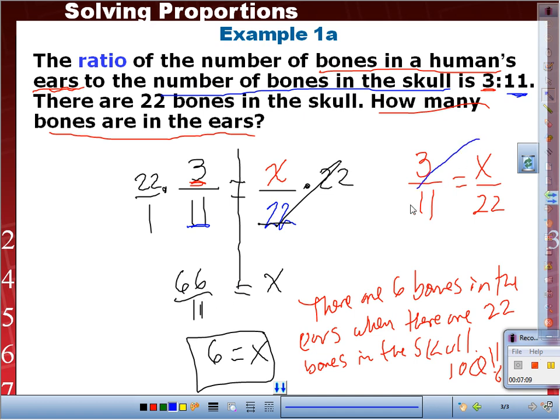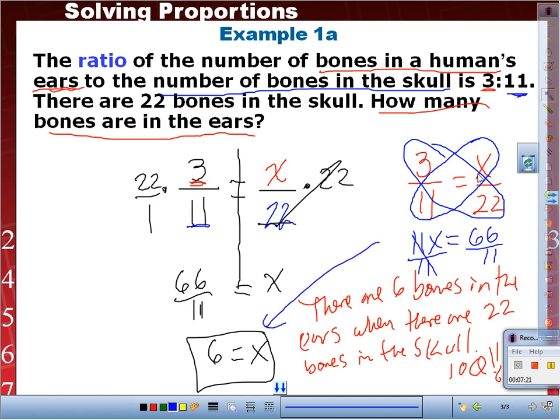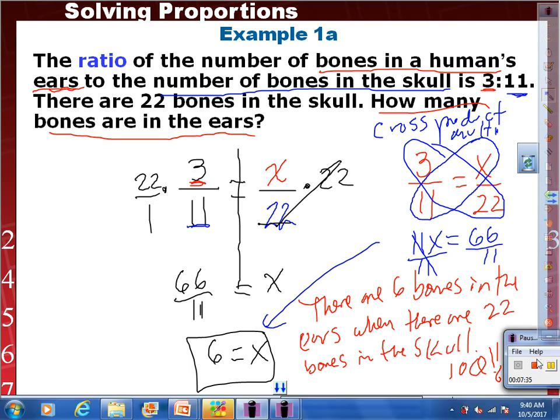What is 11 times X? 11X. What is 3 times 22? 66. Divide by 11, divide by 11. X equals what? 6. Copy this one, please. And this is called cross product or cross multiplication. Some of you don't know it like that. All right? Piece of cake?